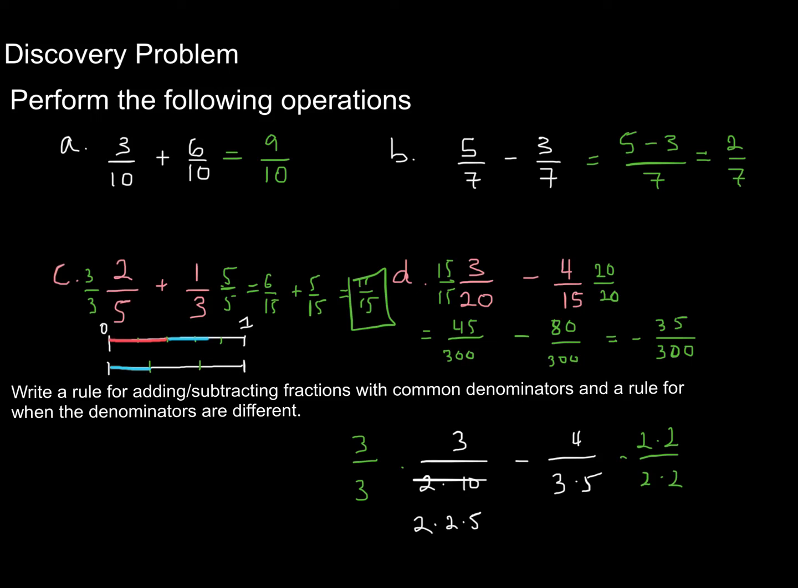And 60 is the least common multiple of 15 and 20. It's the smallest number that both 15 and 20 go into evenly. So it's going to be the best choice for a common denominator.